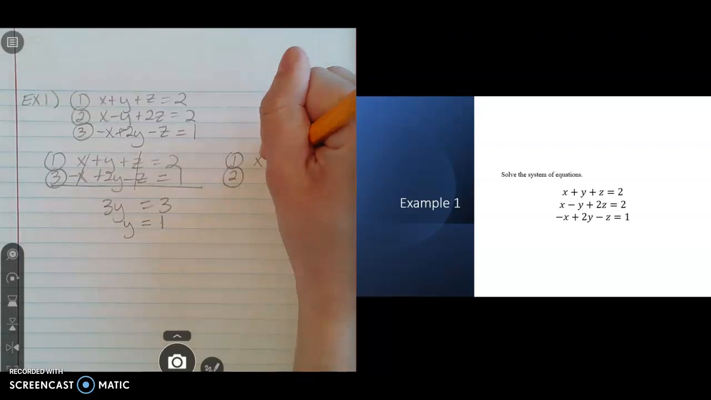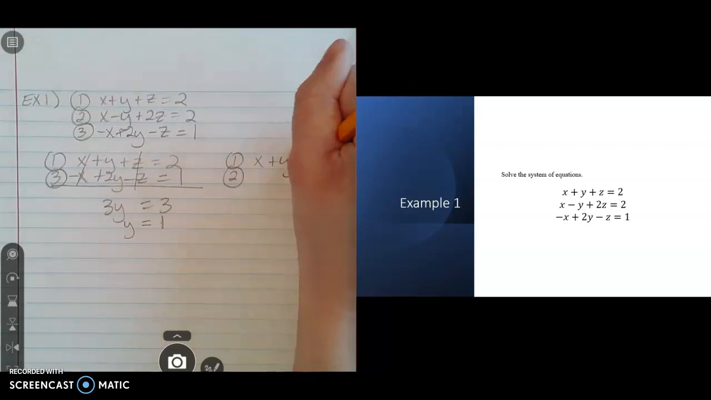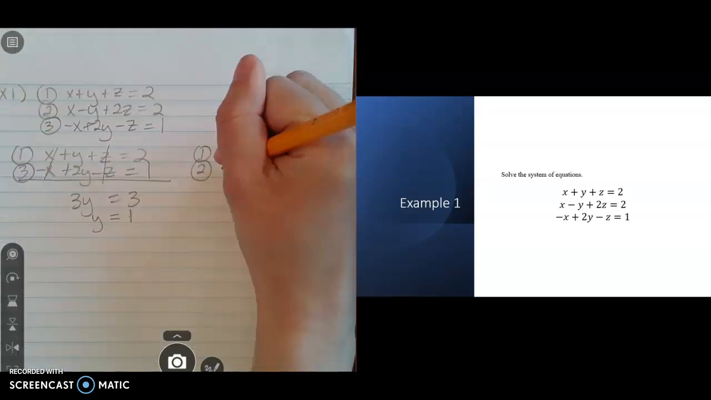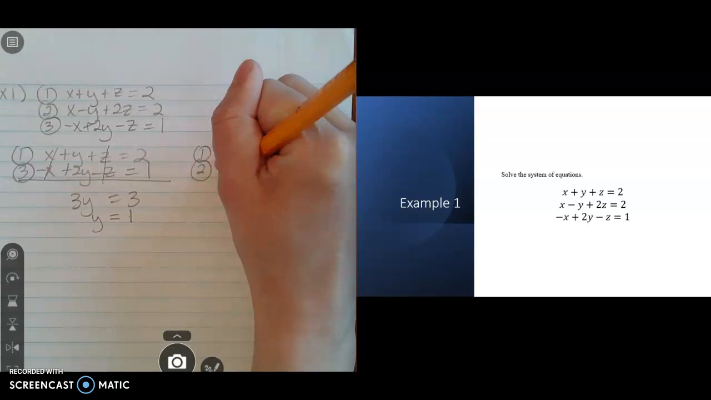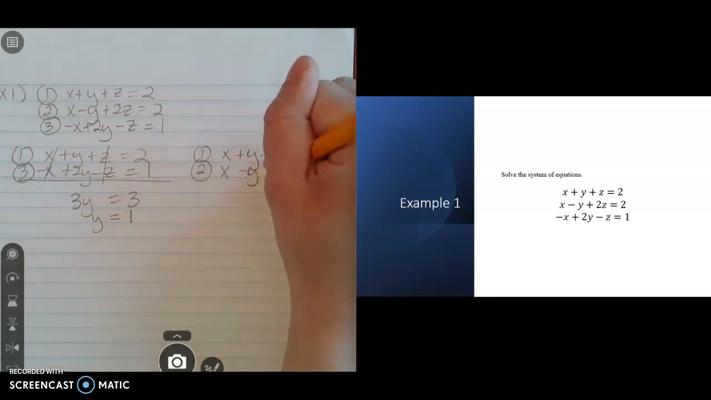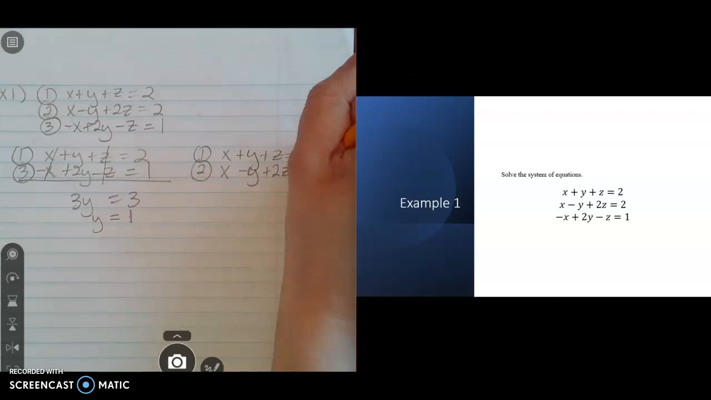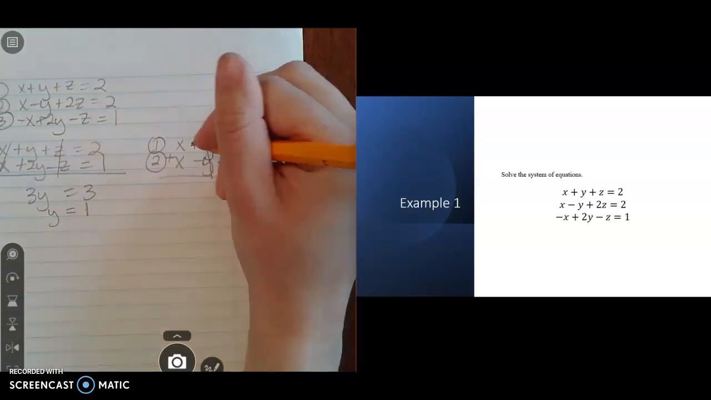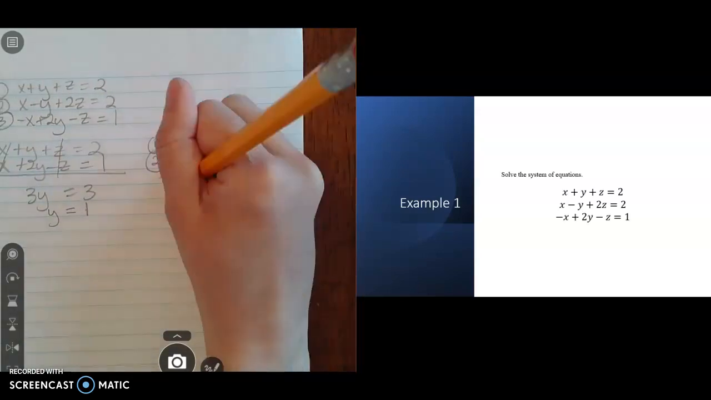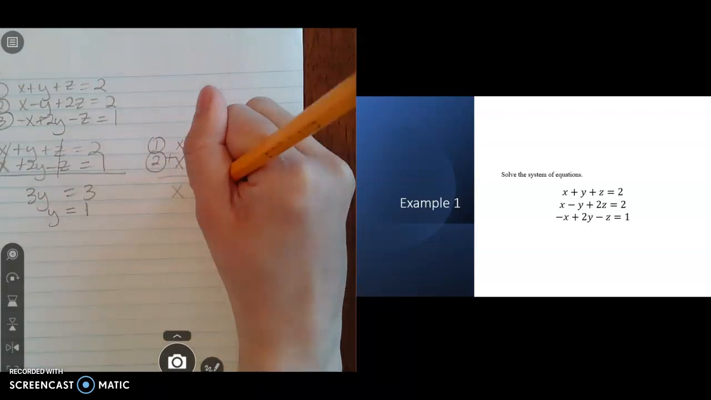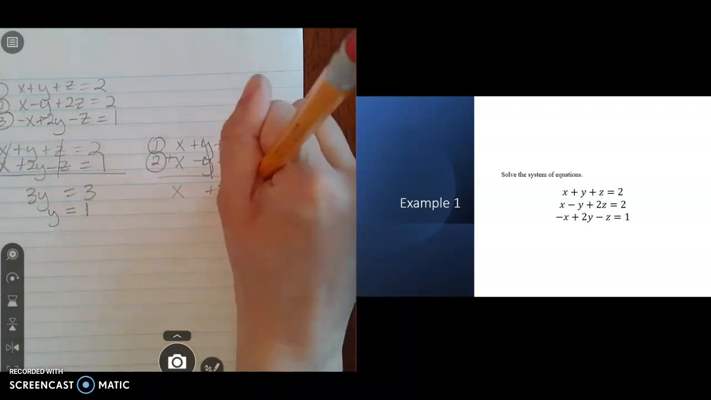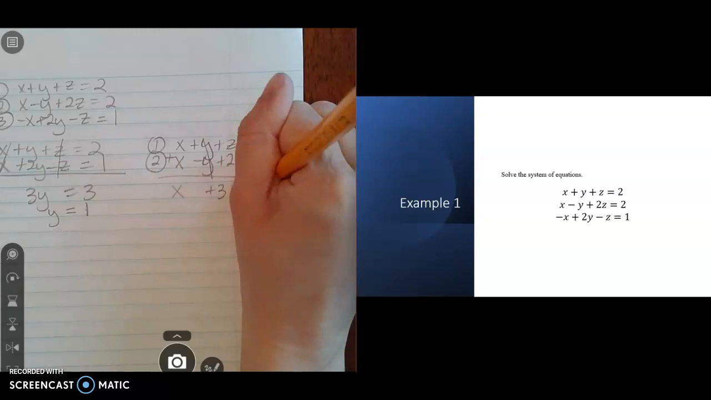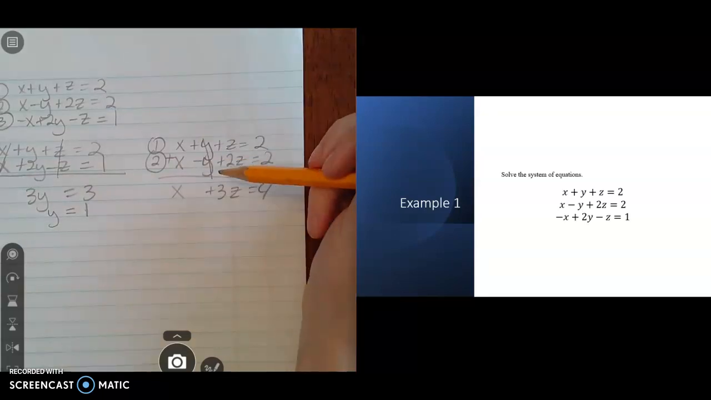So I've got x plus y plus z equals 2. And I've got x minus y plus 2z equals 2. Okay? And I'm using elimination, so I'm going to add my equations together. My y's cancel out. And now I've got x plus 3z equals 4. And that didn't really help me because I canceled my y's out. I probably shouldn't have done that.